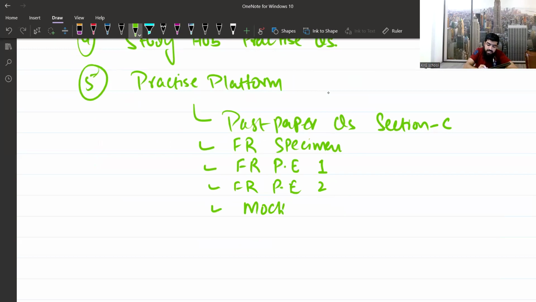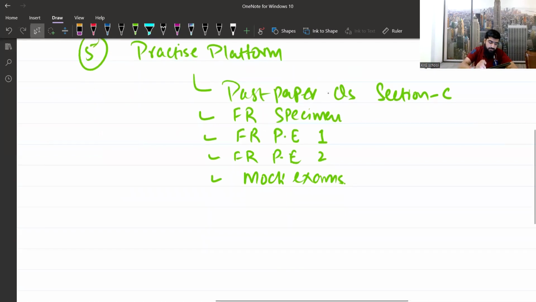So these exams or papers must be availed. Every student should ensure that you do not skip these practice papers, specimens, practice exams and mock exams. These are very good resources and you should avail of all of them.